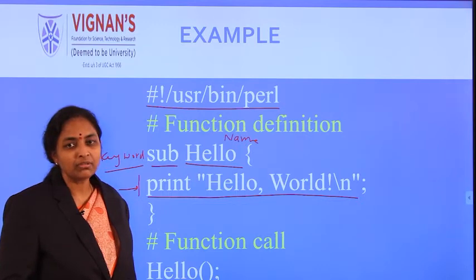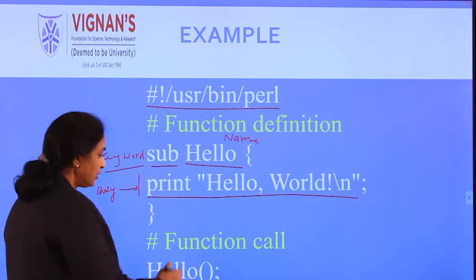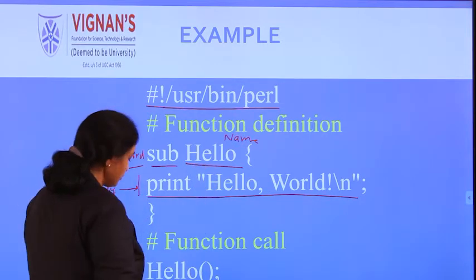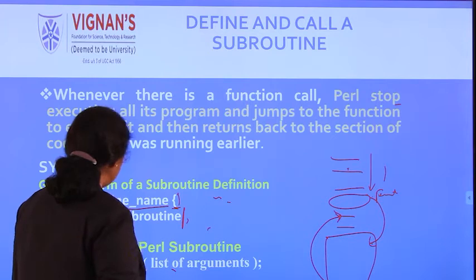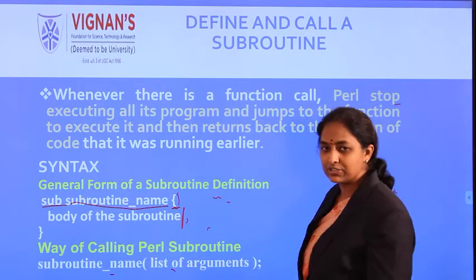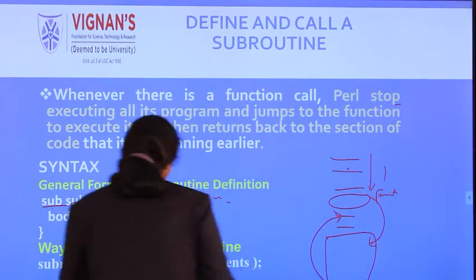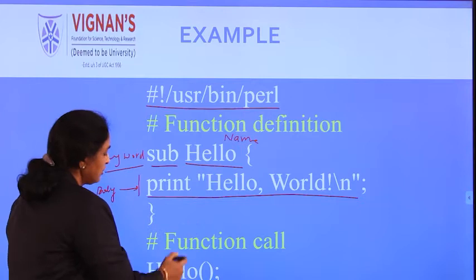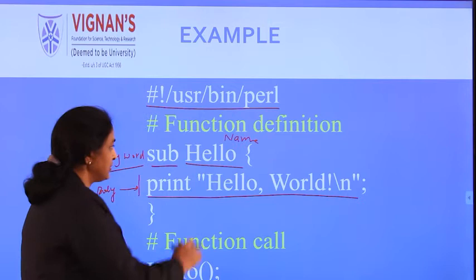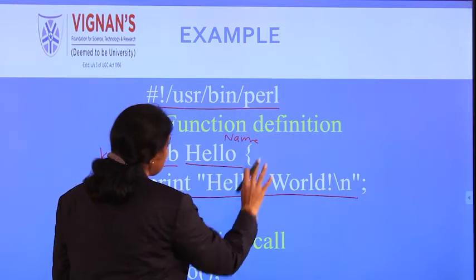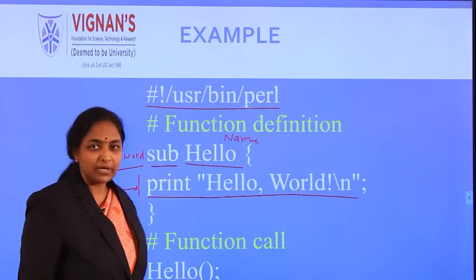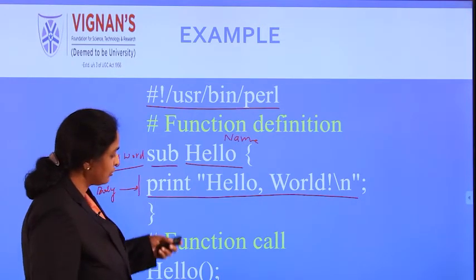Now the next job is to call the function. Coming to the function call, the function name is hello. As you have seen earlier, calling the function is nothing but the subroutine name followed by arguments. The subroutine name in this case is hello, so you call with hello followed by, since there are no arguments, simply empty parentheses. So this is the way you can call.